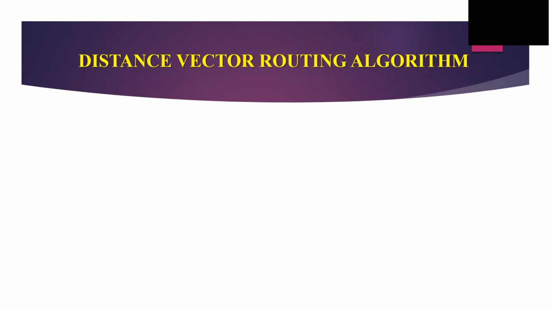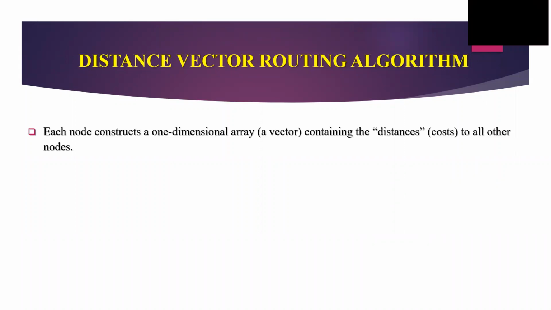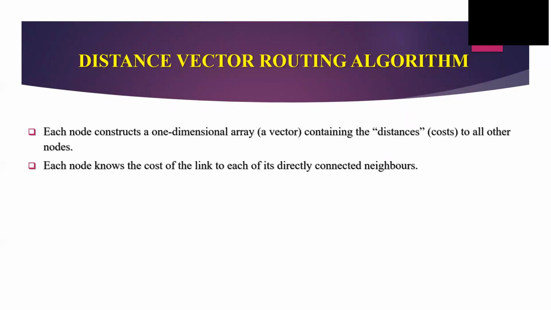So what is distance vector routing algorithm? Each node constructs a one-dimensional array, a vector containing the distance. Here the distance can be called the cost to all other nodes. Each node knows the cost of the link to each of its directly connected neighbors.